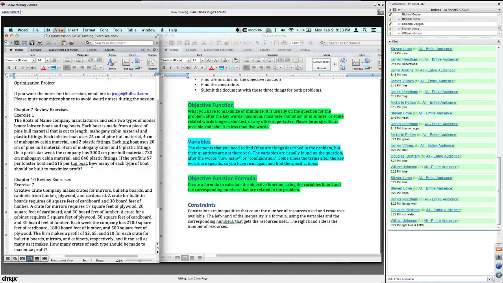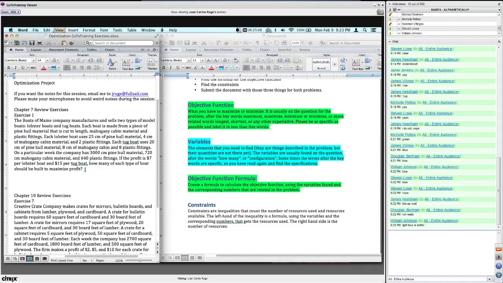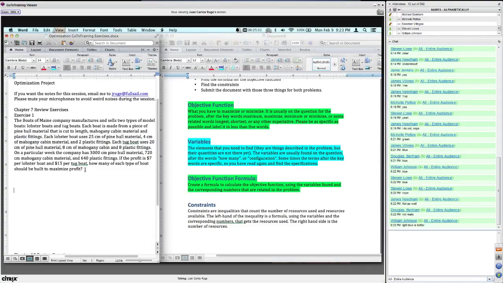Okay, guys, so on problem number one, let's focus on problem number one. First thing we need to find, what is the objective function? Can you tell me what is specifically the objective function for this problem?